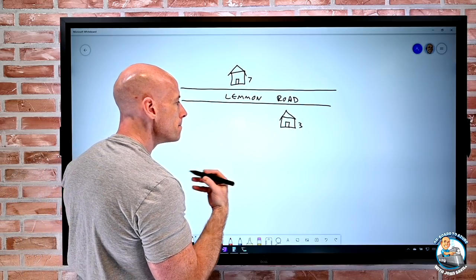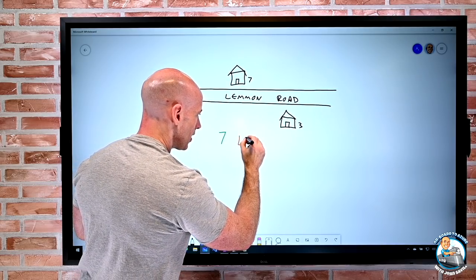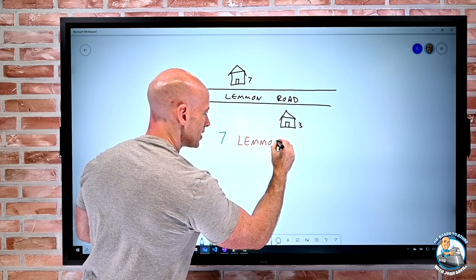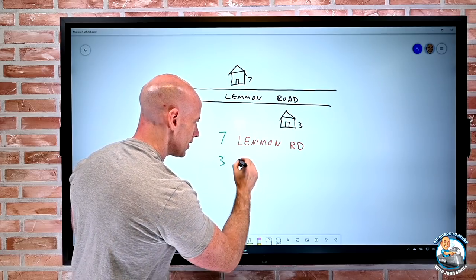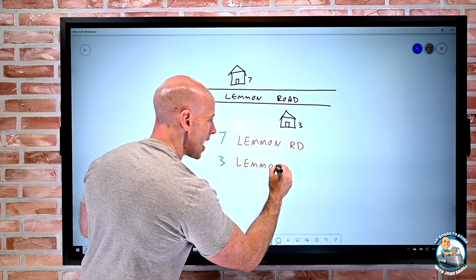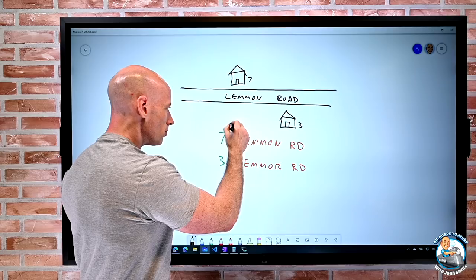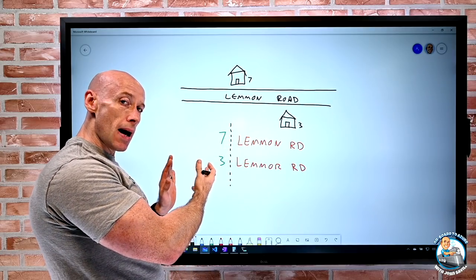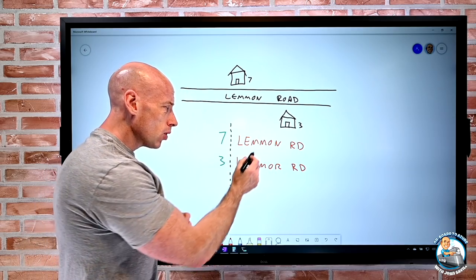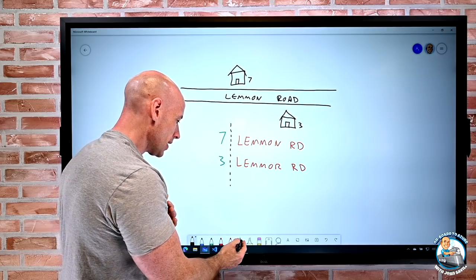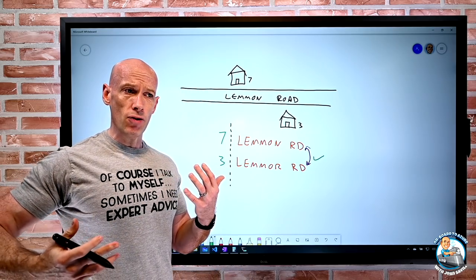Now I know my house number is 7, that's me, 7 Lemon Road, and I want to send it to 3 Lemon Road. As a human being, it's very easy for me to see which part is the house number portion and which part is the street. So I can see the street matches, and because they match, I will just deliver it myself.